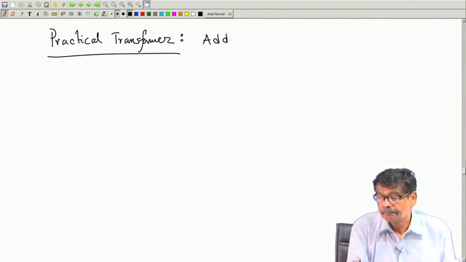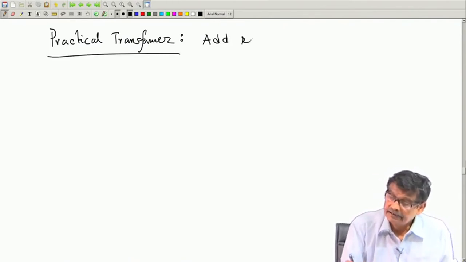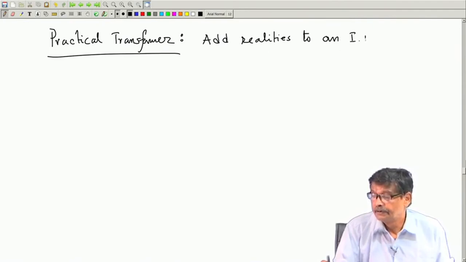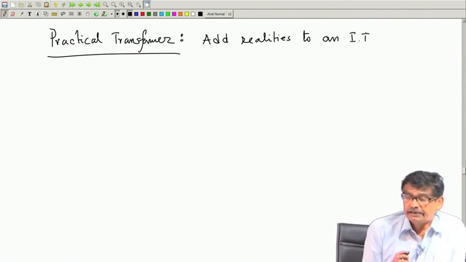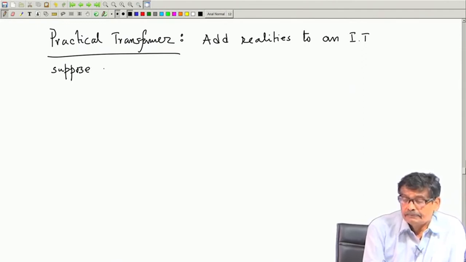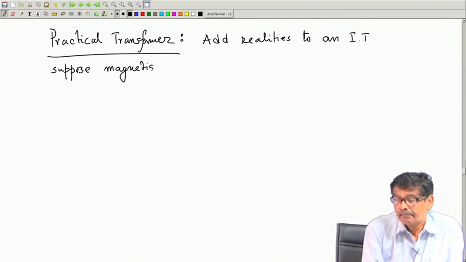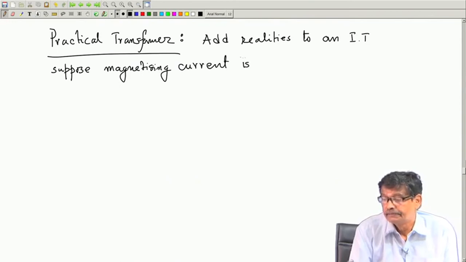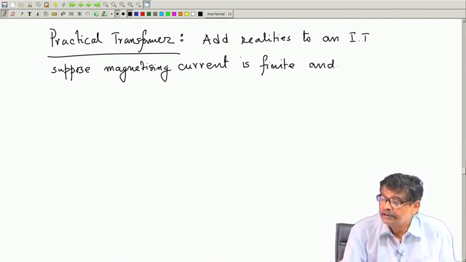add realities to an ideal transformer. So, first reality what I will add is, suppose magnetizing current is finite and cannot be neglected.